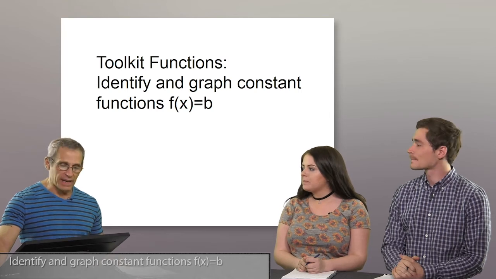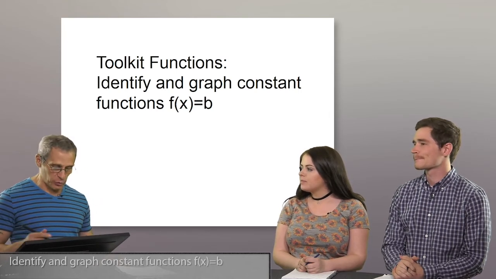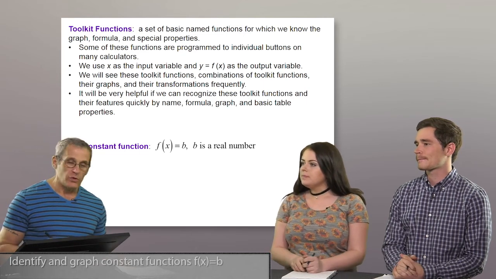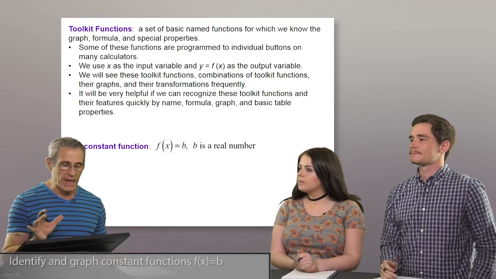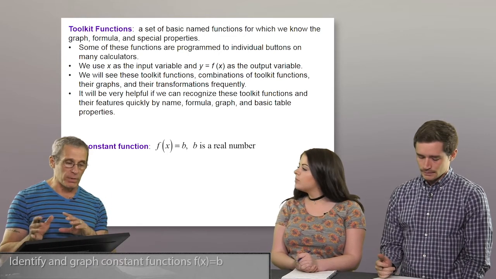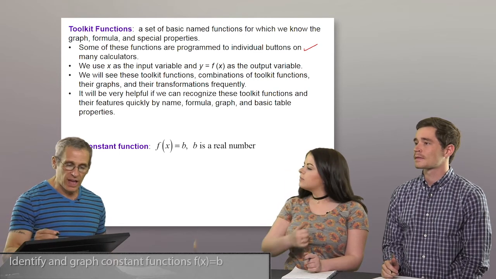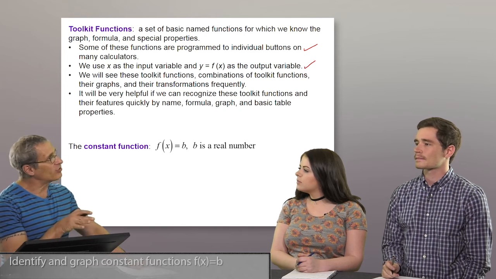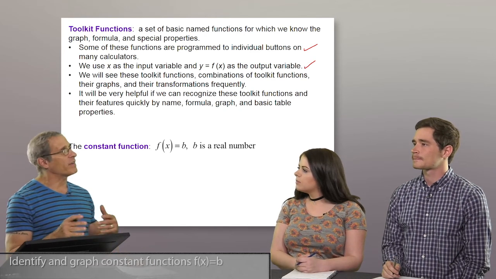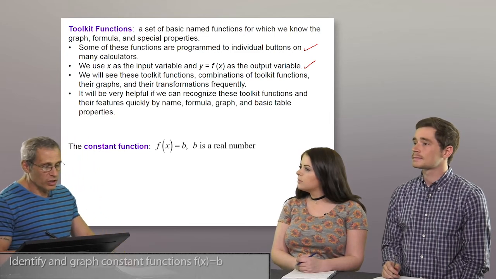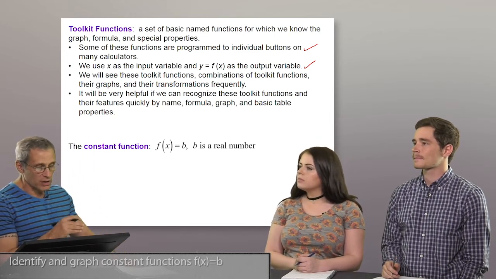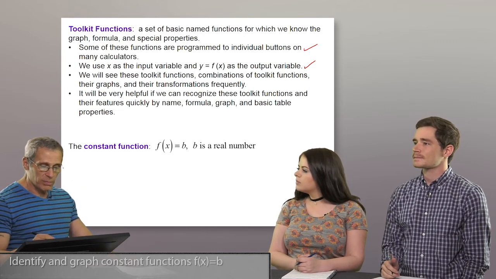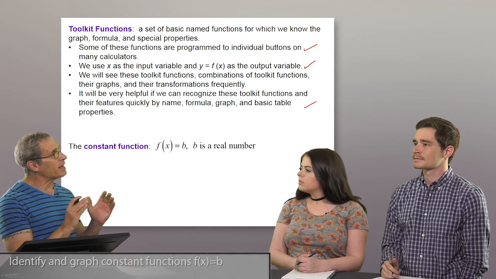Toolkit functions. Identify and graph constant functions f of x equals b. Toolkit functions are a set of basic functions where we need to know the graph, the formula, and the special properties. Some of these can be programmed on your calculator; they have keys for them. In all of these functions, x is the independent variable, and y equals f of x is the output. We're going to see combinations of them, their graphs, and their transformations throughout the entire course, so it'll be very helpful if we can recognize these functions by name.